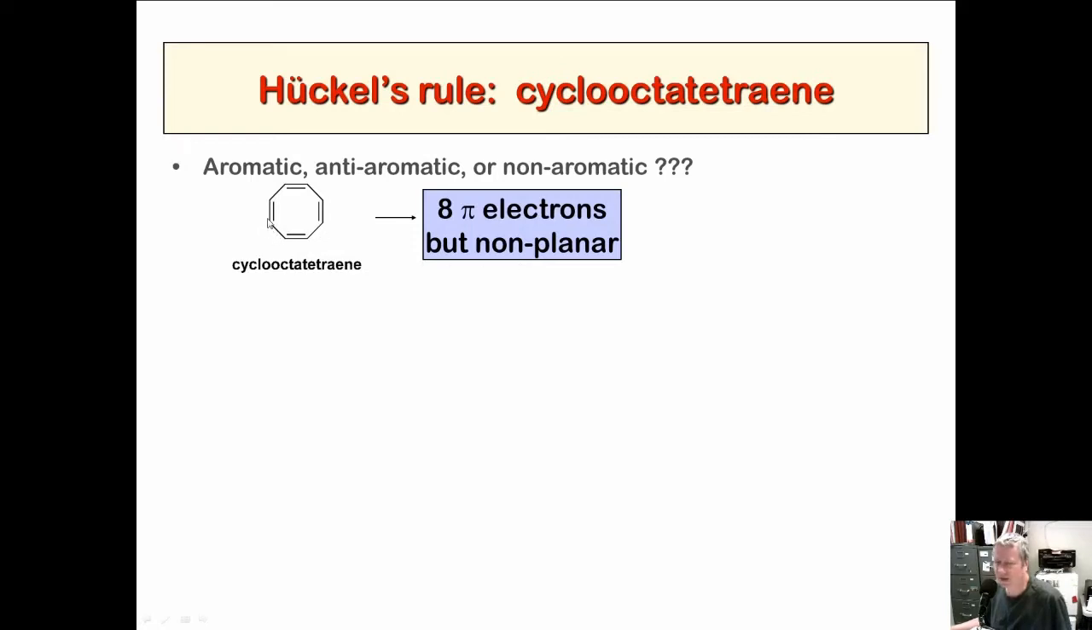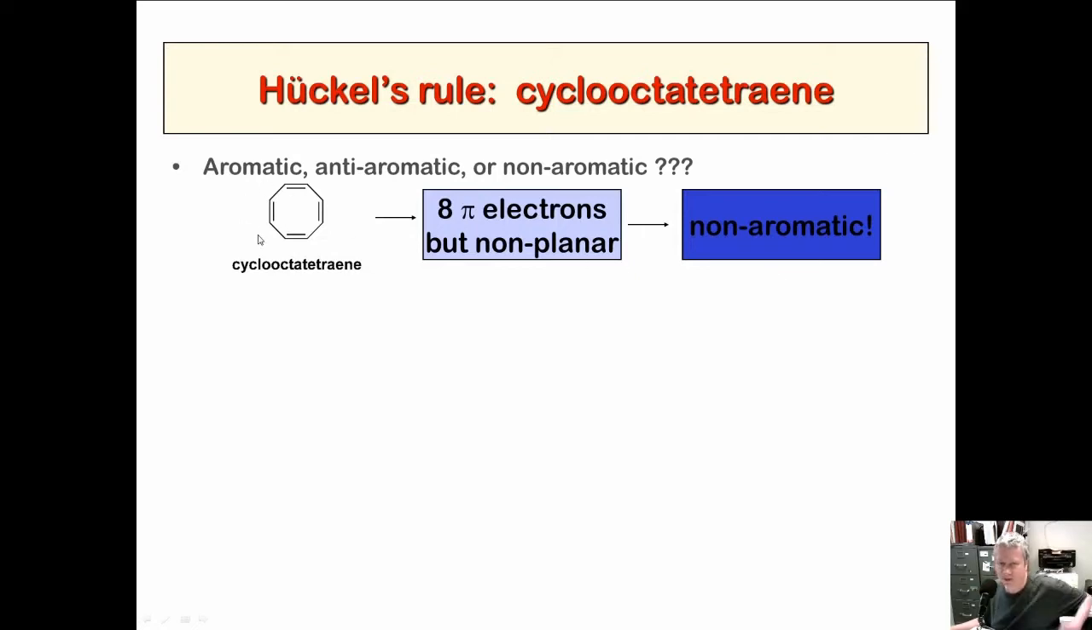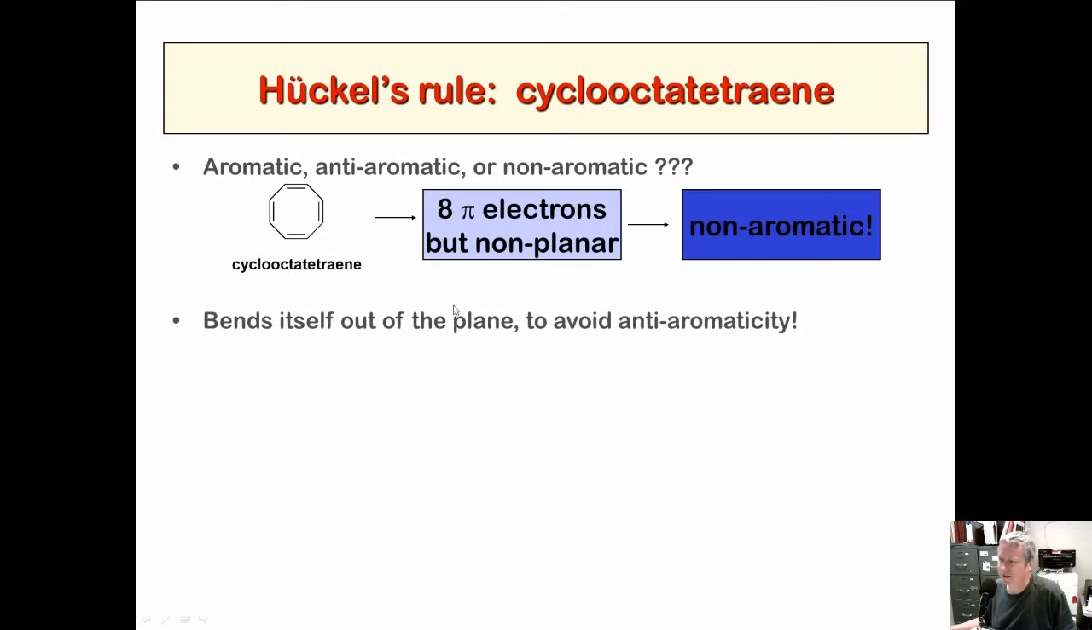And we say above like 7 carbon atoms would make it non-aromatic as opposed to anti-aromatic, right? So it's a larger ring size. It's going to bend away from planarity, and it's going to become non-aromatic because it doesn't want to be anti-aromatic, right? If this was locked in a plane, if it somehow was a planar molecule, which you can't do because it doesn't want to do that, it would be anti-aromatic. But by bending, it bends away from planarity, and now it is non-aromatic. So it bends itself out of the plane to avoid anti-aromaticity. I'll show a model of this in a second, too.